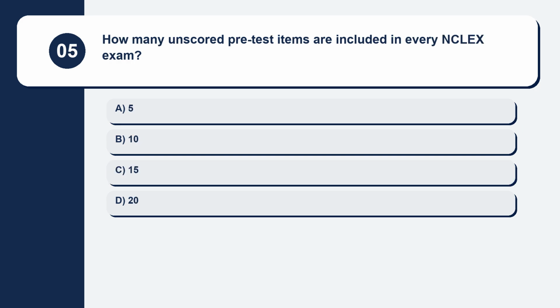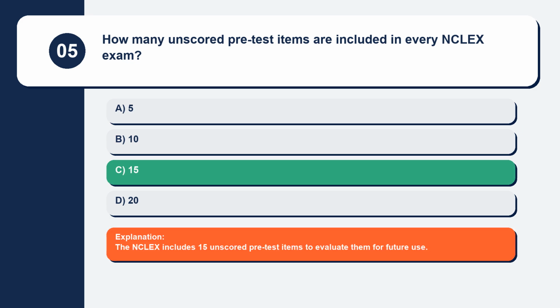Question 5. How many unscored pre-test items are included in every NCLEX exam? 5, 10, 15, 20. The NCLEX includes 15 unscored pre-test items to evaluate them for future use.